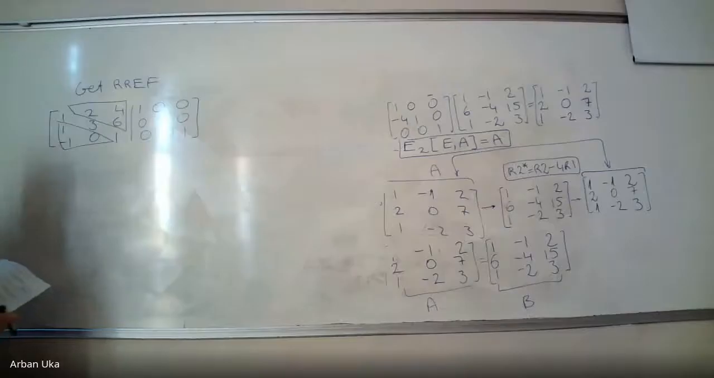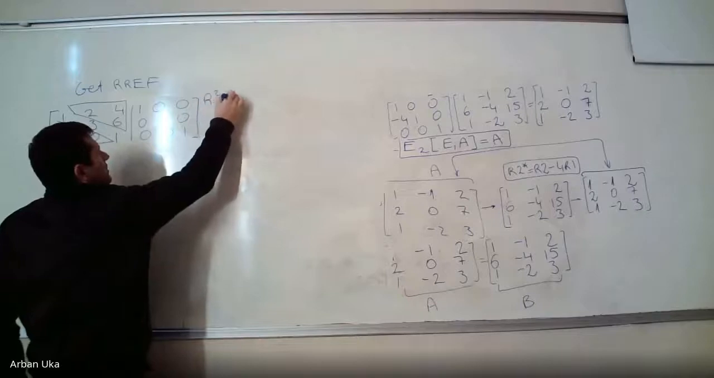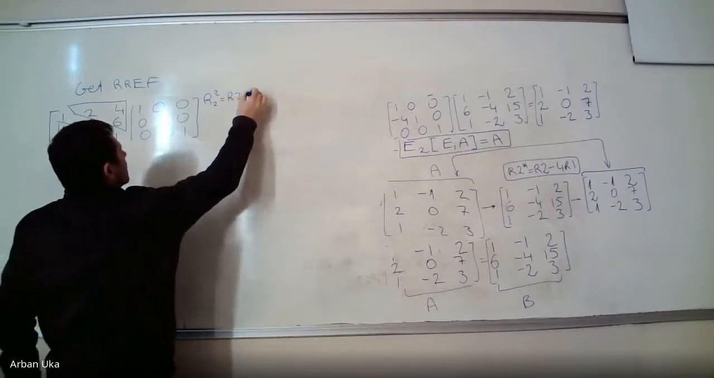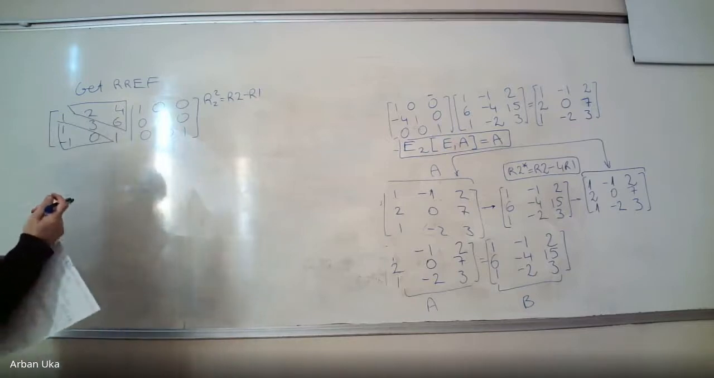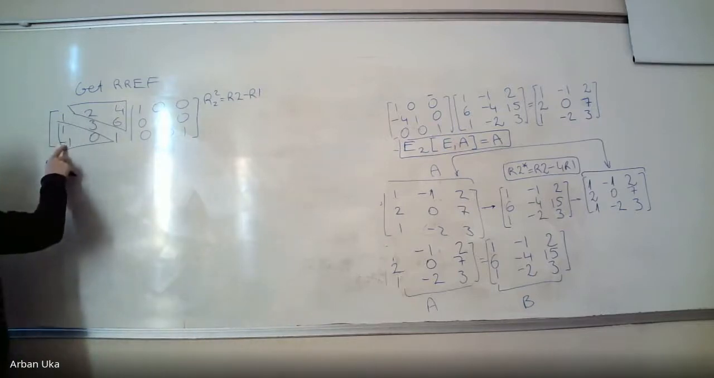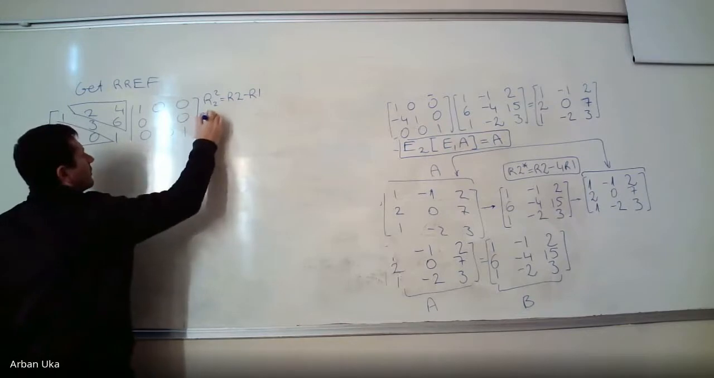Row 2 star is equal to row 2 minus row 1. So apparently we use row 1 as a pivot. What about this other 0? How can we make this 0? Row 3 star equals row 3 plus row 1.